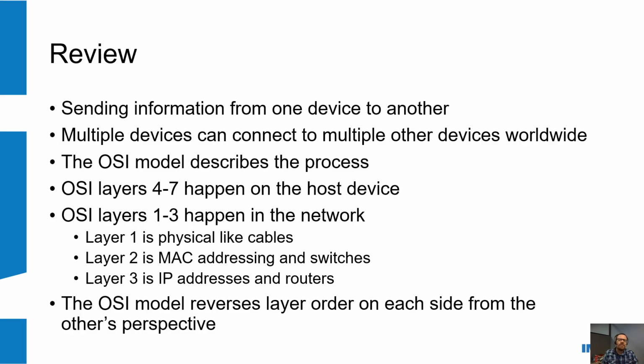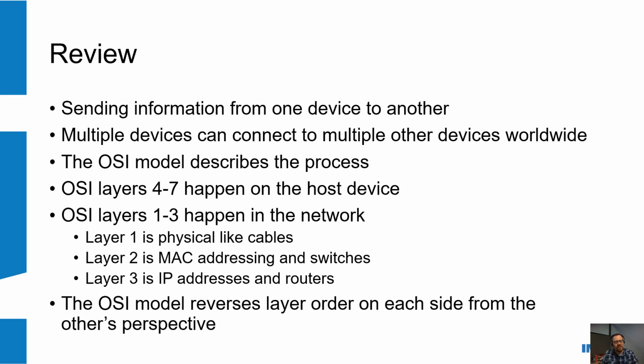Networking is sending information from one device to another. And these days, with modern networking, multiple devices can connect to multiple other devices worldwide. We describe that process through something called the OSI model. OSI layers 4 through 7 happen on a host device. Layers 1 through 3 happen in a network, though layer 4 is the bridge between 5 and 7, and 1 and 3, which we generally refer to as networking.